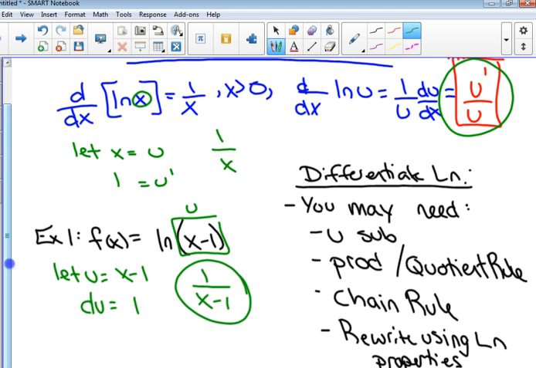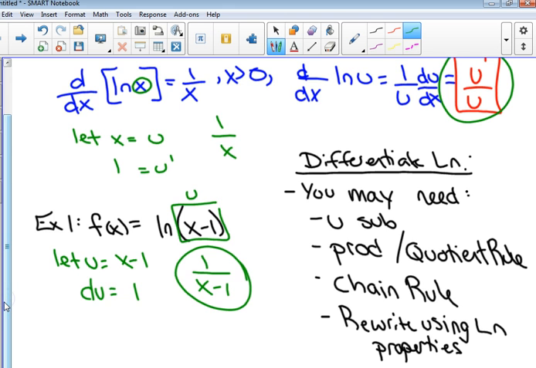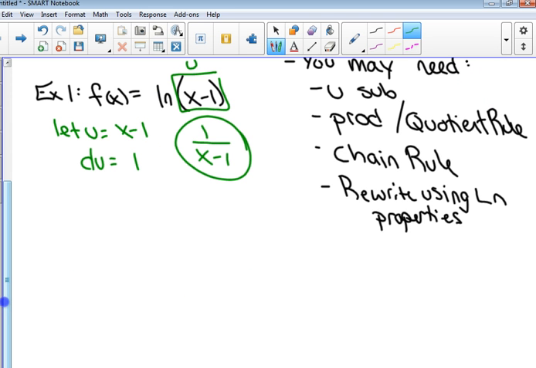Not too bad. The notation up here looks crazy when you do it in your book, but this is really what you're doing every time. It's u prime over u. And again, these are general. They do get tougher, but let's try now.